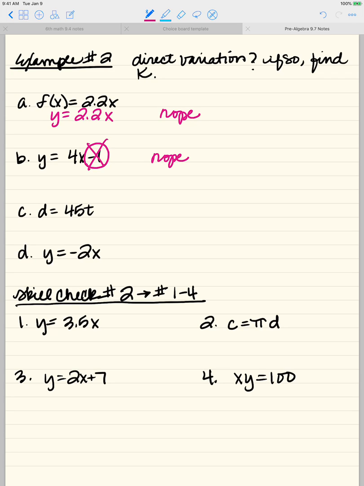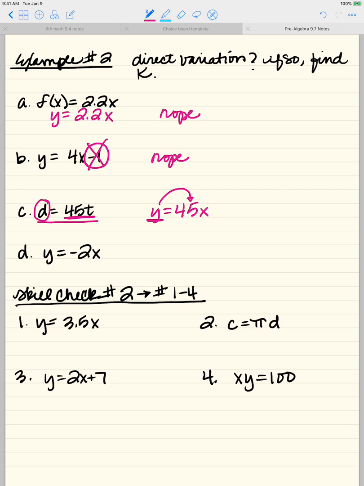C, d is equal to 45t. Is this a direct variation? Absolutely. And it's okay that you don't have y is equal to 45x. What this means is that d has a proportional relationship with t, where d is always t multiplied by 45. Our direct variation says no matter what, we have a proportional relationship where something is always equal to a variable multiplied by a constant of variation.